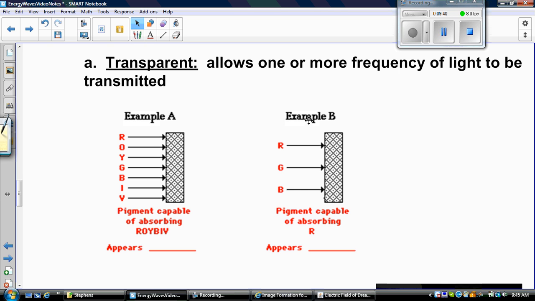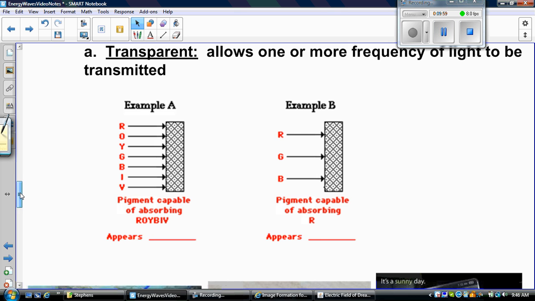If you look at example B, it says this pigment is capable of absorbing R. So if light is shining red, green, and blue light at this matter, it'll absorb the red light and reflect back green and blue. So you'll be able to see green and blue. This would be a translucent object.